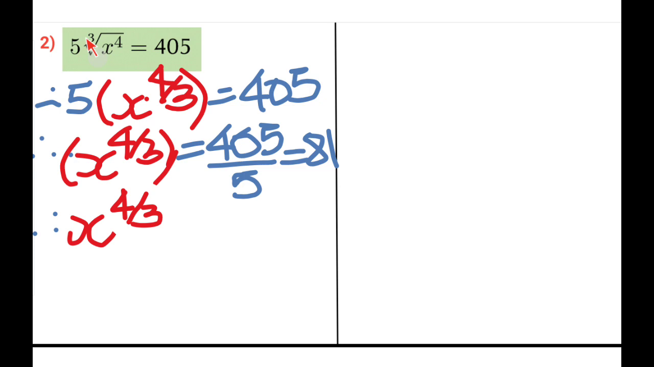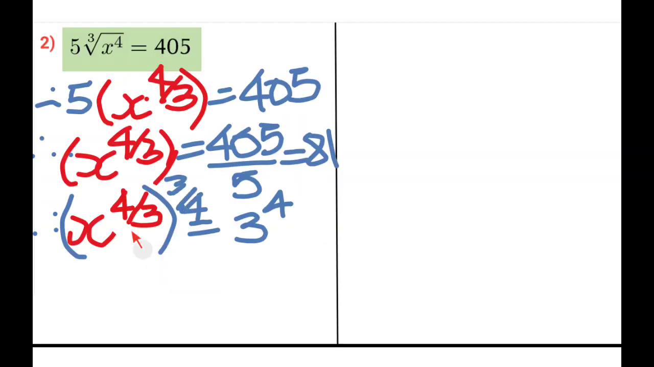And that is equals to 81. Now, express 81 as a power, that is 3 to the power of 4. And now, to solve this, you raise this to the power of the reciprocal. The reciprocal of 4 over 3 is simply the number flipped upside down, and that is 3 over 4.